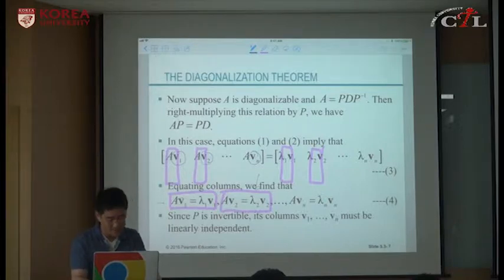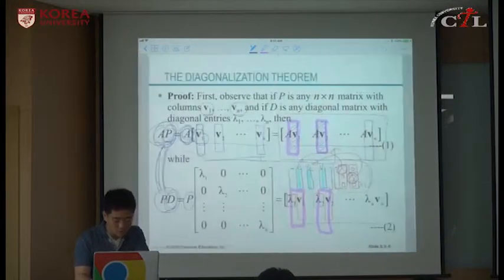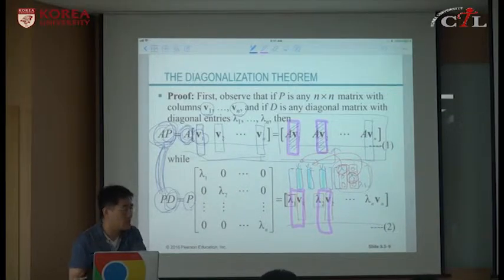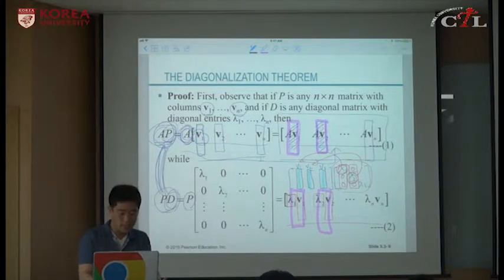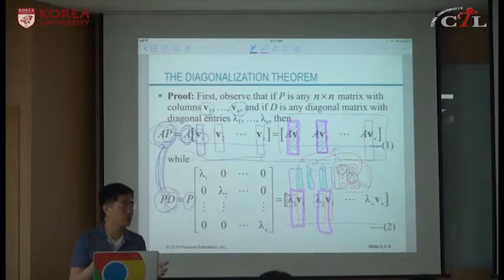And then also, not surprisingly, the corresponding lambda 1, lambda 2, and so on will be the corresponding eigenvalues, right? And so, in conclusion, in order to satisfy AP equals PD, P should be composed of eigenvectors for its columns, and D should contain the diagonal entries as the corresponding eigenvalues. So that is our conclusion.